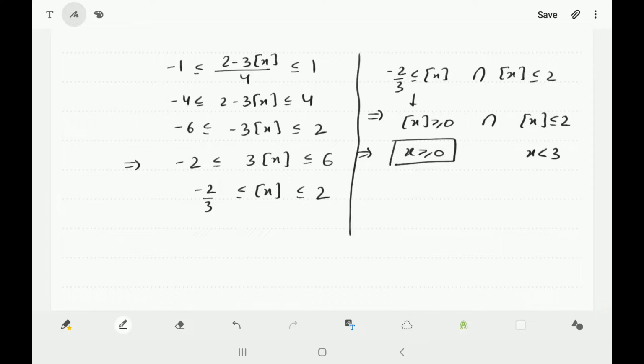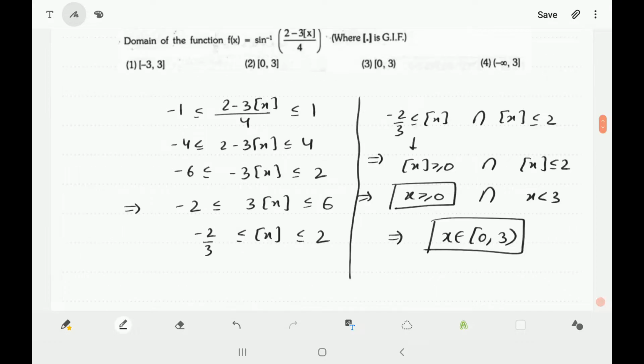Also x cannot be equal to 3, because if x is equal to 3, greatest integer x will be equal to 3 and it won't be less than or equal to 2. So we will have the final answer as closed 0 to 3 open. Is this clear? So the option for this will be option C.